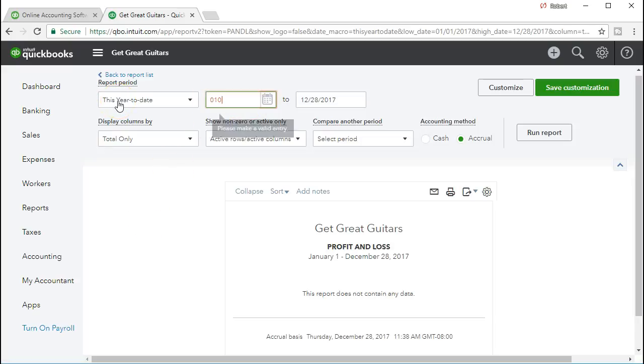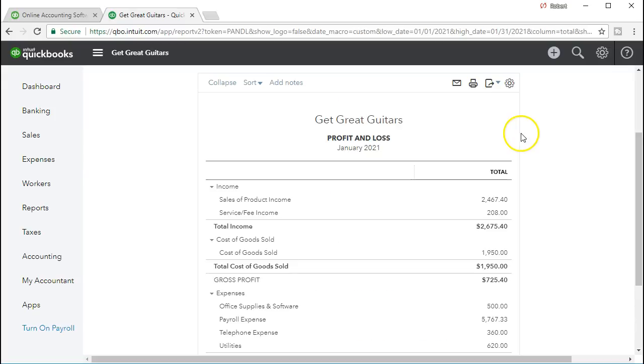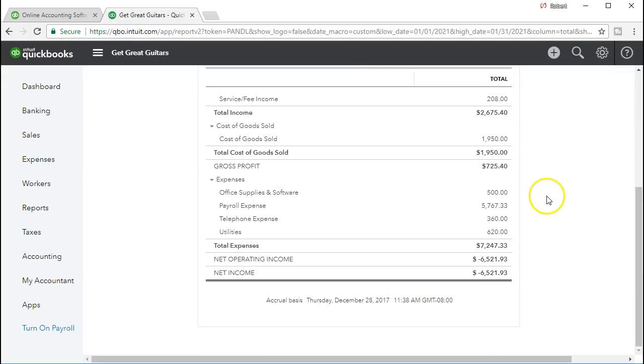Change the dates to 01/01/21 to 01/31/21, and January 1st, 2021 to January 31st, 2021. Run that report. Going down to the payroll expense item, and we select that item.